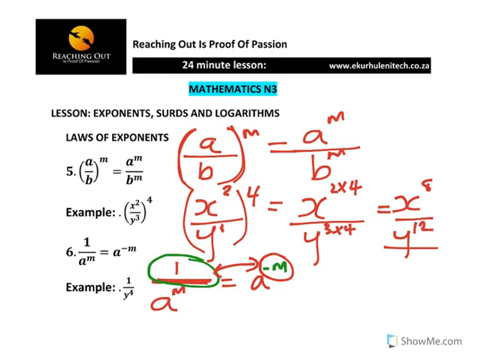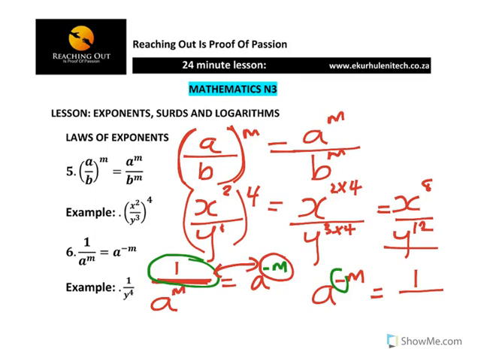Please remember, meaning if they give you a to the power minus m, if you want to remove this negative sign, you're going to say equal to 1 over.